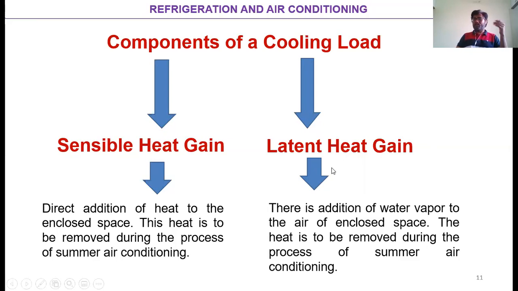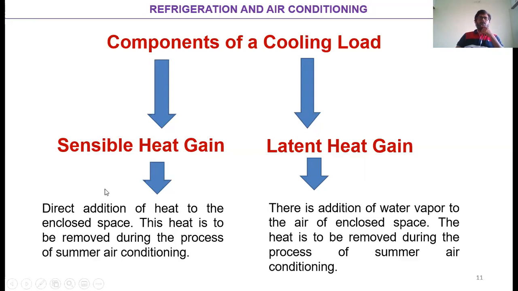Isn't it? So in the earlier part of the discussion, when solving the numericals on psychrometric processes and psychrometric properties, we came across one term known as sensible heat factor. Isn't it? So sensible heat factor is the ratio of the sensible heat divided by the total heat. This total heat is nothing but the summation of the sensible and the latent heat.